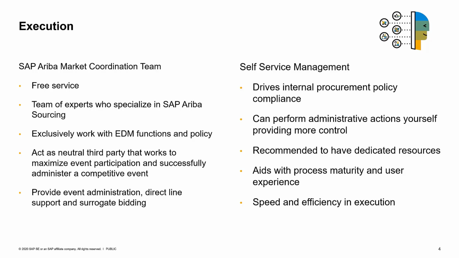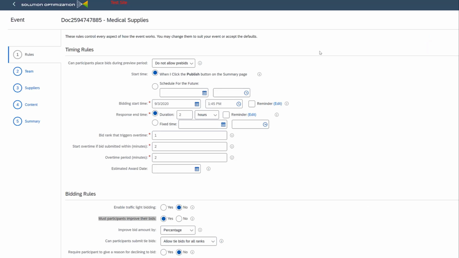Now, let's take a look in the SAP Ariba solution. There are several things to consider when creating our event. The first of which is we must make sure that our event, whether it is an RFP or auction, is less than 24 hours long. This is the guideline for it to be considered a competitive event. The second of which is we need to make sure the option to have participants improve their bids is checked to yes. This is required for it to be a competitive event. Once we make sure that these two are enabled, we can go ahead down to summary and publish our event.